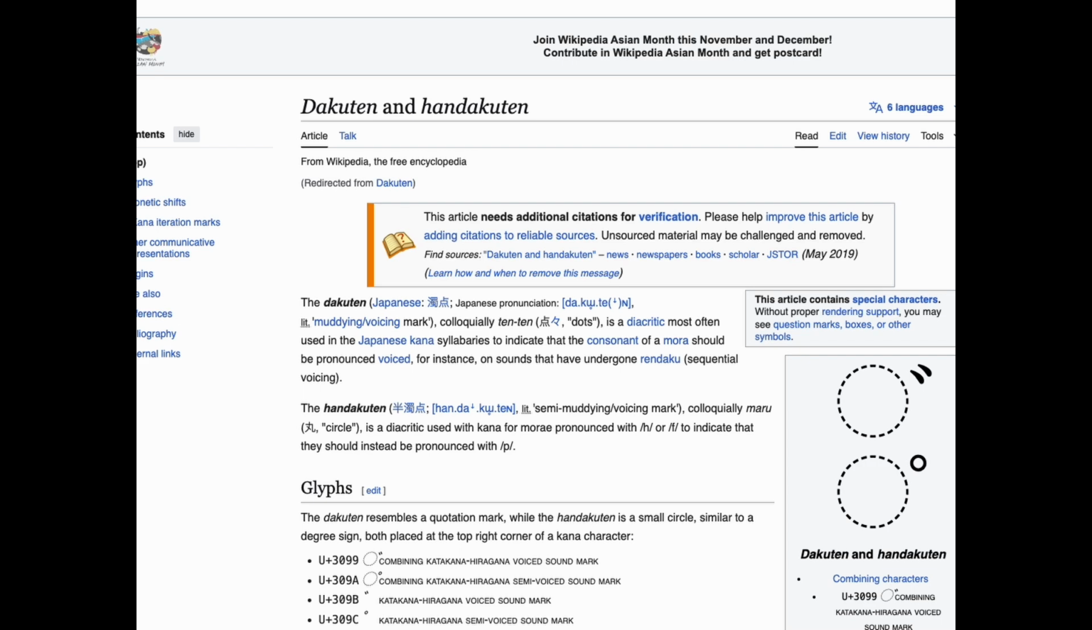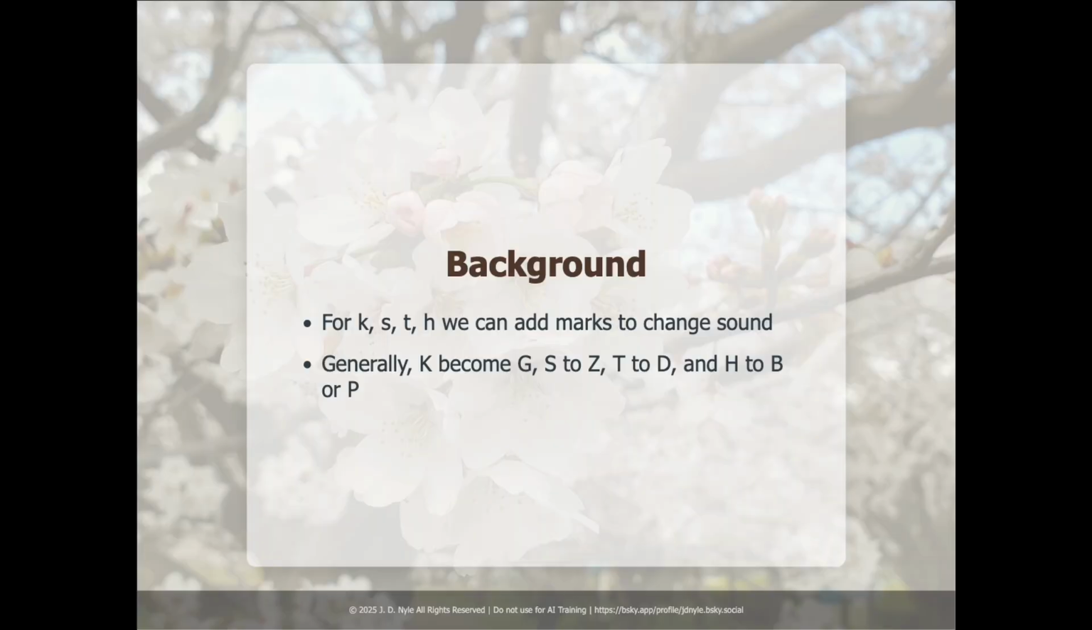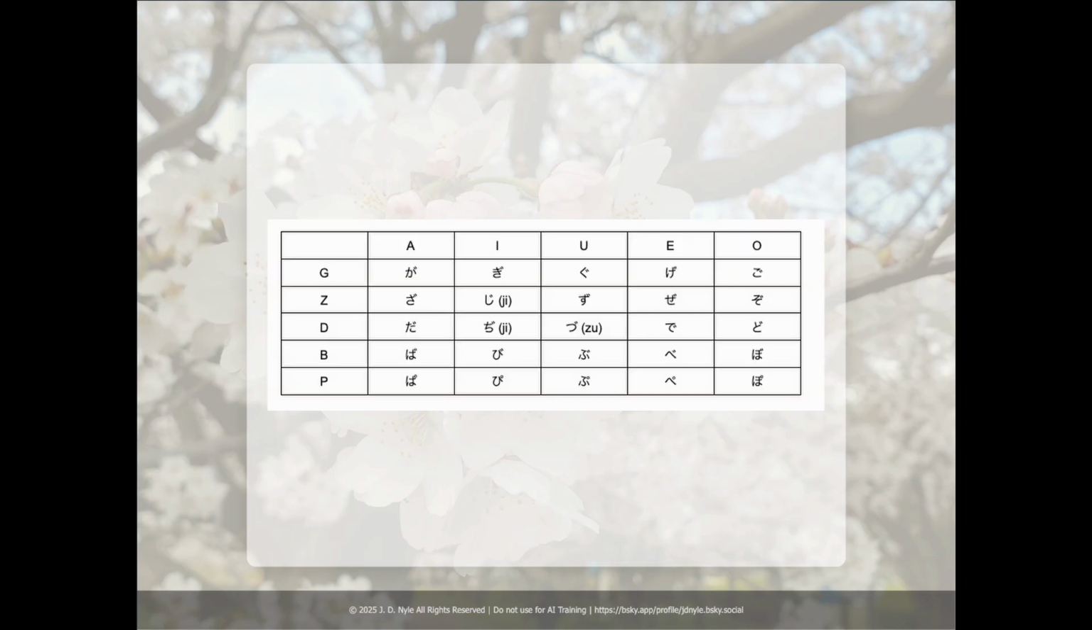These are called dakuten and handakuten, and in general, the K becomes a G, S becomes a Z, T becomes a D, and H can change to a B or a P. Here is the chart. Now let's get started.